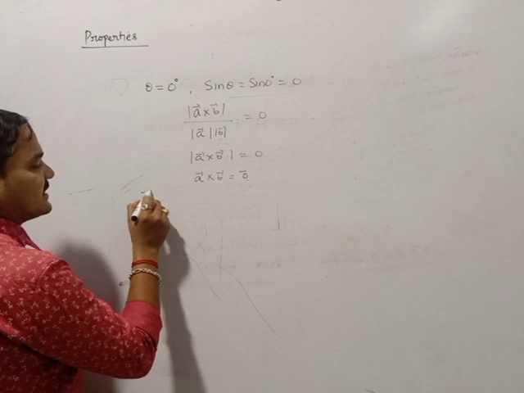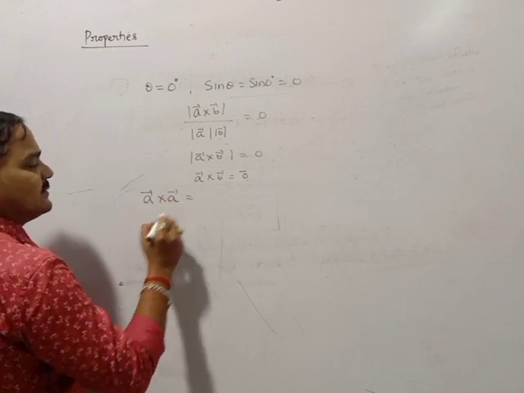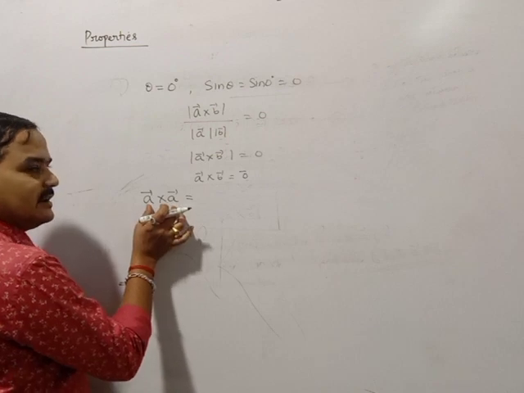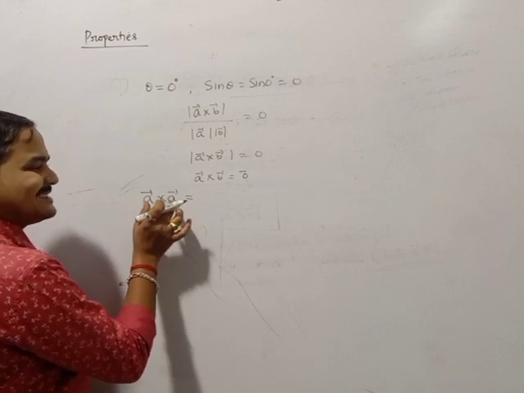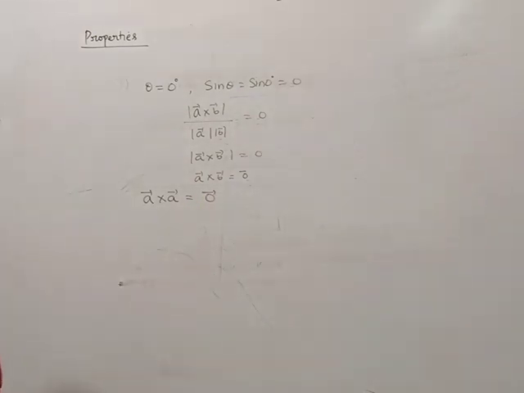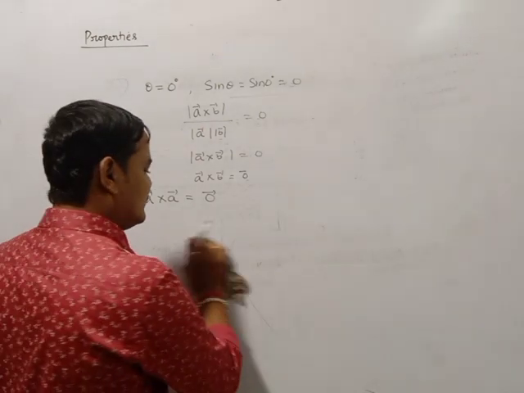Similarly, A bar cross A bar. What is the value of A bar cross A bar? Both are the same vector. Same vector means angle is 0. So it is 0 bar. A bar cross A bar is equal to 0 bar.